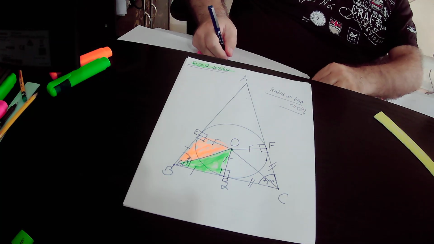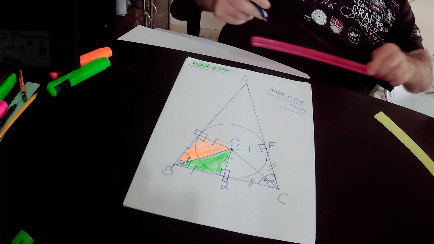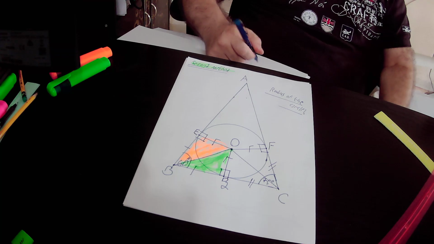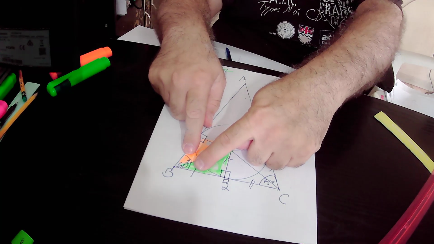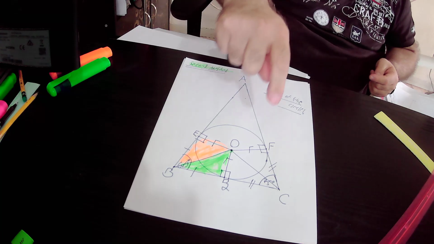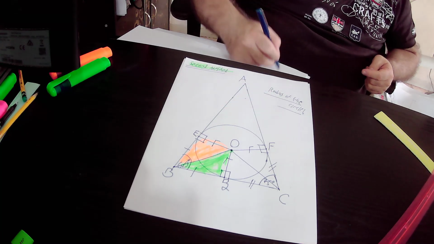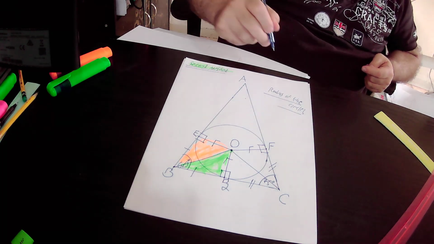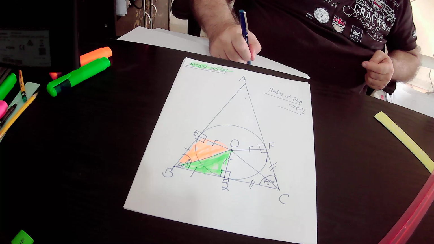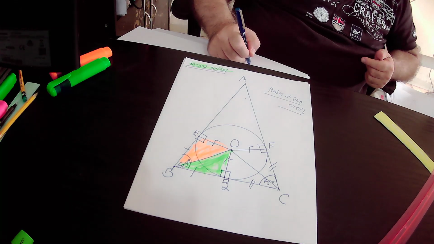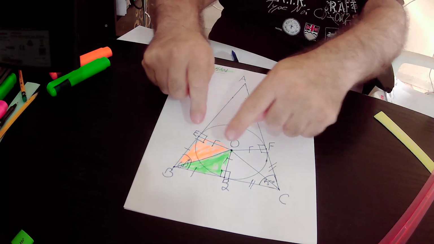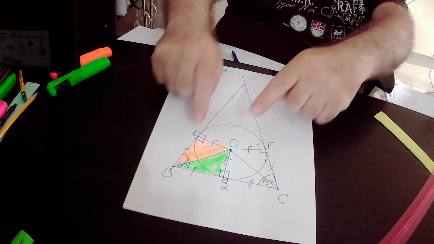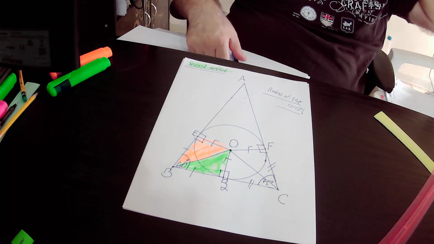And from the fact that those two triangles are congruent to each other, we will conclude that those two angles are equal to each other. That is to say, angle OBD in the green triangle is equal to angle OBE in the orange triangle according to the rule that corresponding angles in congruent triangles are equal to each other. Those two triangles are congruent, therefore the two corresponding sides and those two corresponding angles must also be equal to each other.